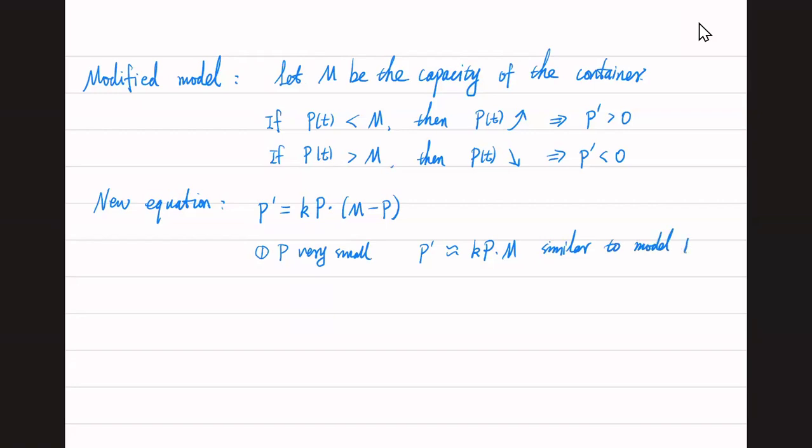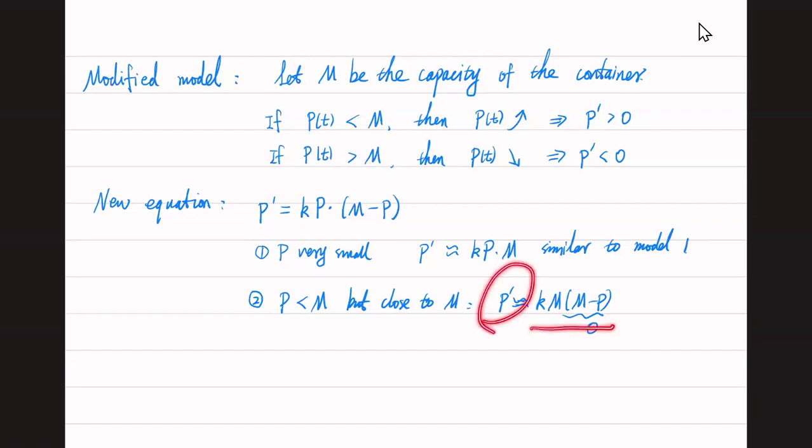Now if P is large, less than M but close to M, this is approximately M, and this M minus P is approximately zero. It's still positive, but it's very close to zero. It means the population still grows, but the speed is very slow. It grows slowly.